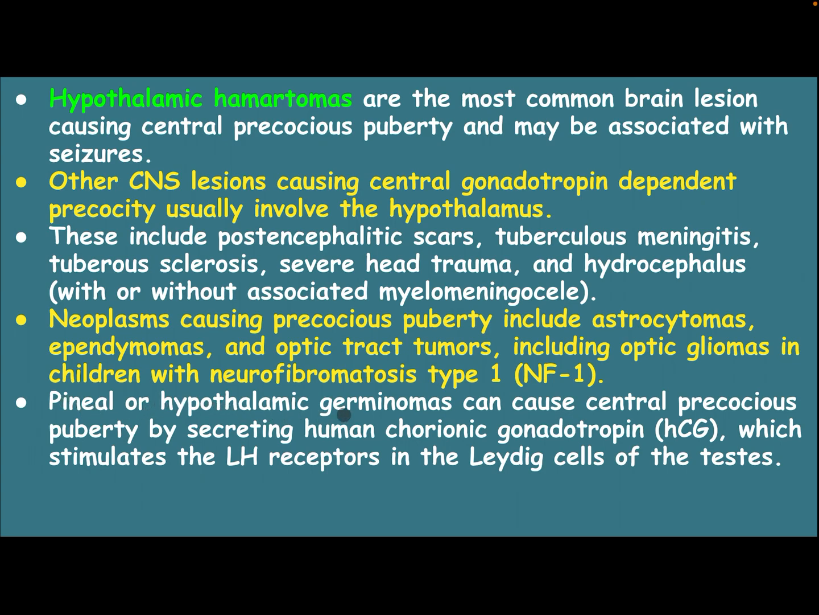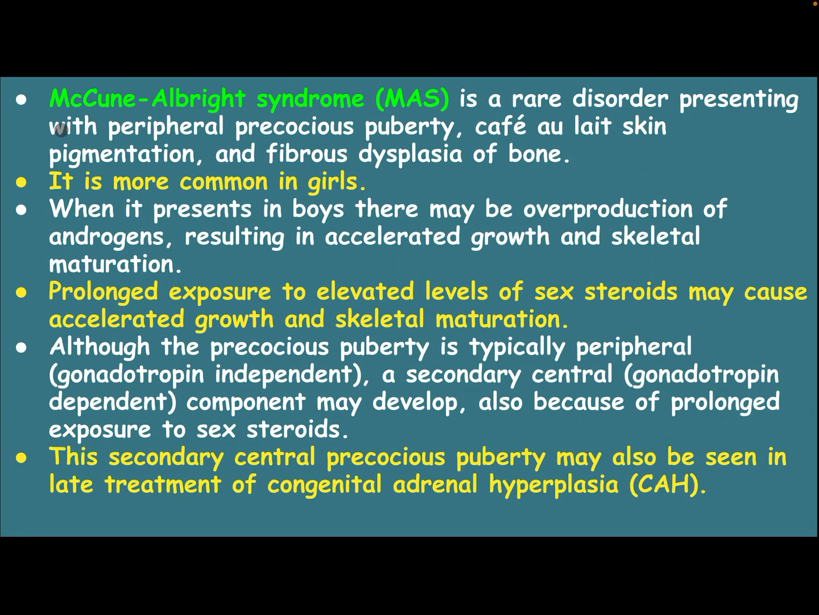Pineal or hypothalamic germinomas can cause central precocious puberty by secreting human chorionic gonadotropin, HCG, which stimulates the LH receptor in the Leydig cell of the testis. McCune-Albright syndrome is a rare disorder presenting with peripheral precocious puberty, café-au-lait skin pigmentation, and fibrous dysplasia of bone. It is more common in girls. When it presents in boys, there may be overproduction of androgen, resulting in accelerated growth and skeletal maturation.